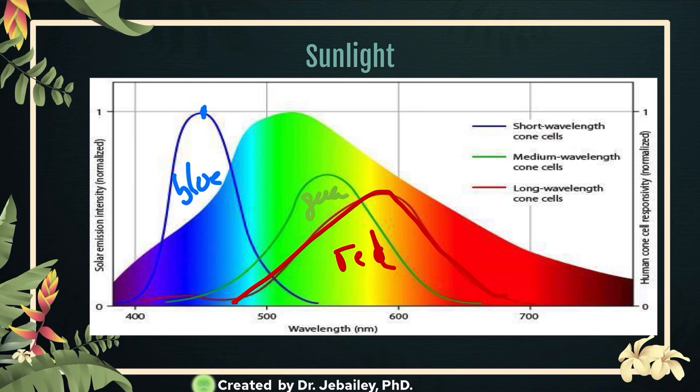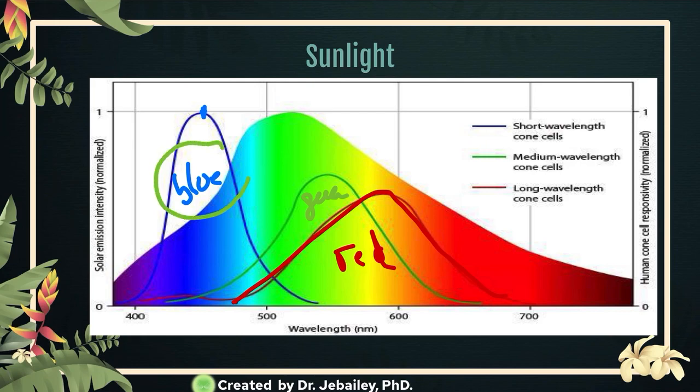Each one of them has a certain speed. That means that each one has a certain energy. So if you look at this and I ask you which one of these three has the highest energy, obviously the one that is short has the highest energy, which is blue.